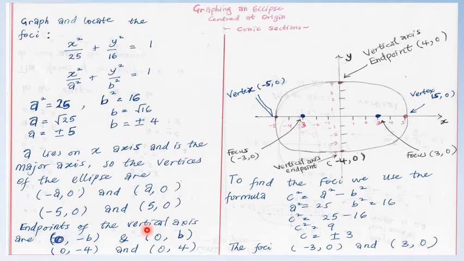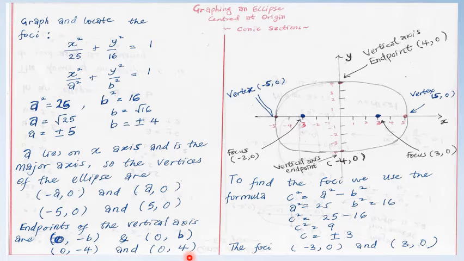Now we also have the endpoints. The endpoints are just where the ellipse touches the smaller axis, which in this case is the vertical axis, because the smaller number 16 is under y squared and y is the vertical axis. So the endpoints of the vertical axis are going to be plus or minus b, which is plus or minus 4. So the endpoints of the vertical axis are 0 comma minus b and 0 comma b. And notice that here b stays in the position of the y coordinate, because in the coordinate system we always write the x before the y. So the endpoints for the vertical axis are 0 comma minus 4 and 0 comma 4.